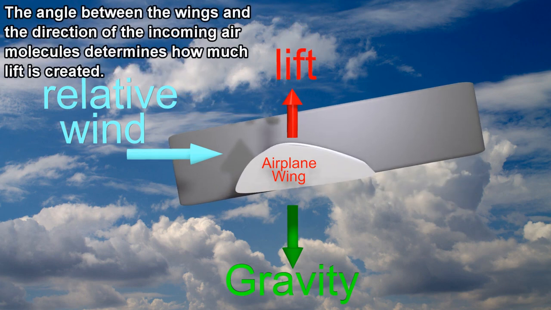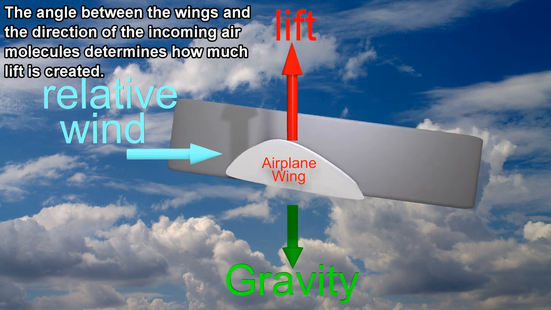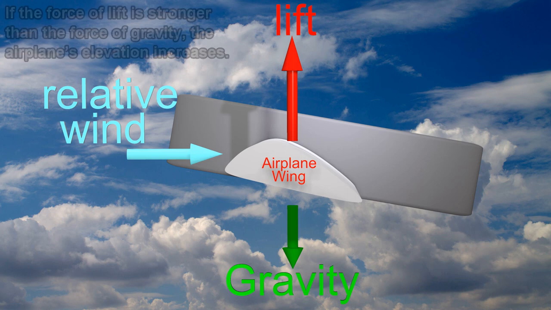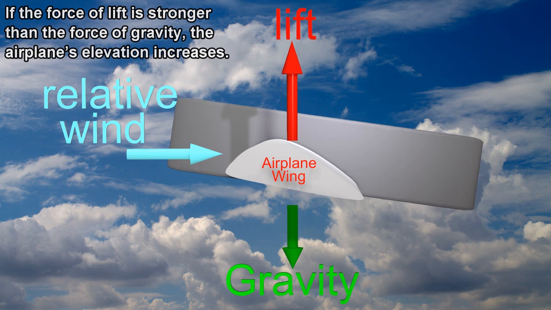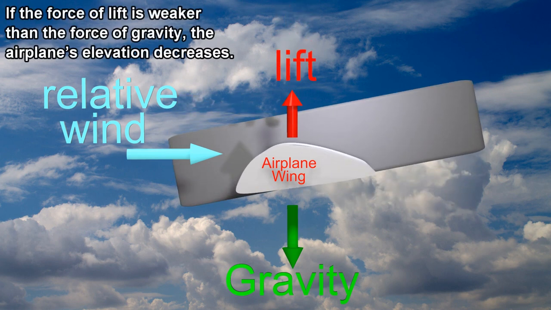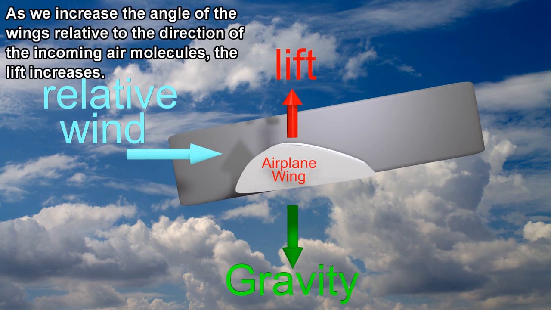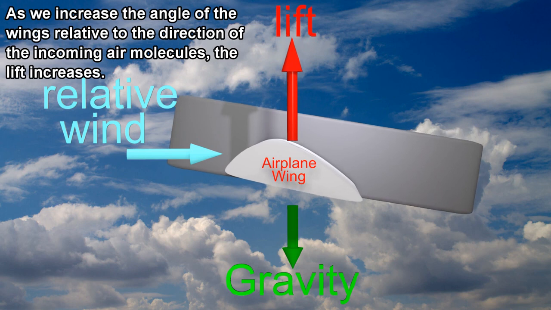The angle between the wings and the direction of the incoming air molecules determines how much lift is created. If the force of lift is stronger than the force of gravity, the airplane's elevation increases. If the force of lift is weaker than the force of gravity, the airplane's elevation decreases. As we increase the angle of the wings relative to the direction of the incoming air molecules, the lift increases.